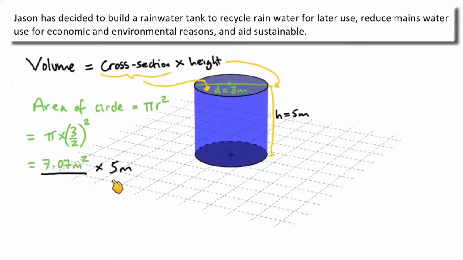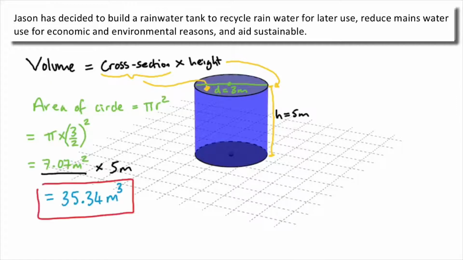Now we need to multiply that by the height, which is 5, in order to work out the total volume of the cylinder, which gives us a total of 35.34 meters cubed.